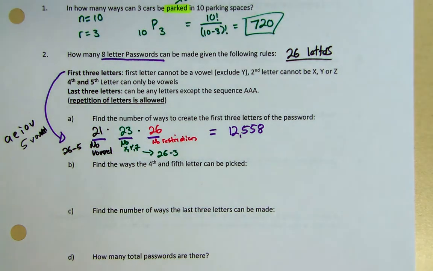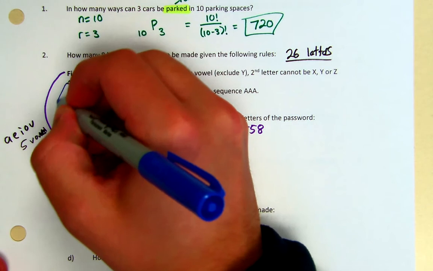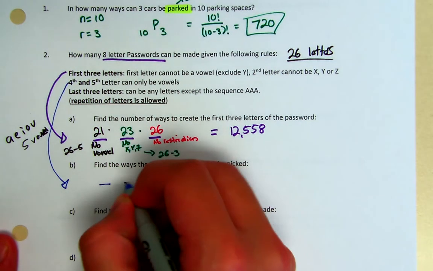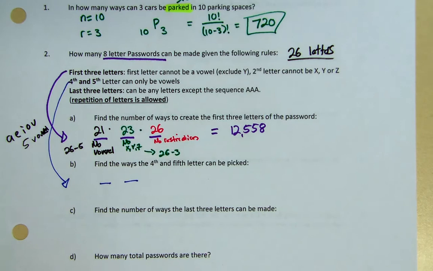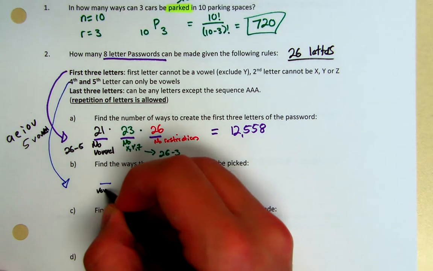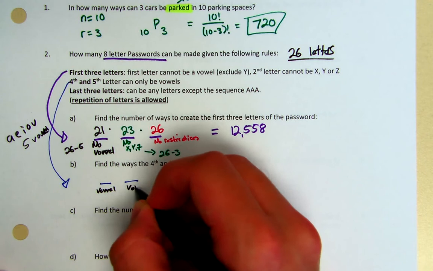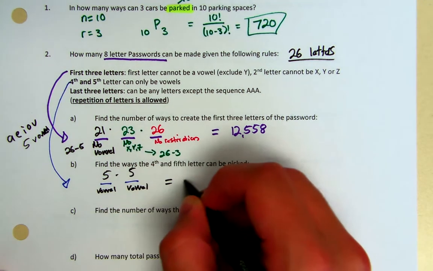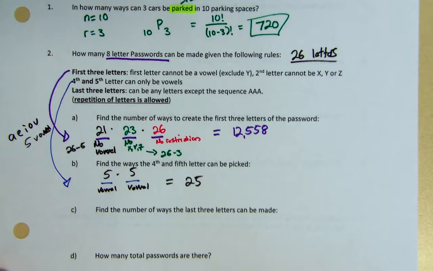Alright, next part of the code. It says the 4th and 5th letter. So 4th and 5th, let's slot it out. They can only be vowels, so must be a vowel, must be a vowel. How many vowels? There's 5. 5 times 5, 25 different ways.